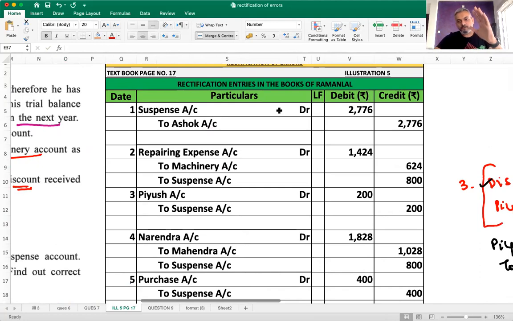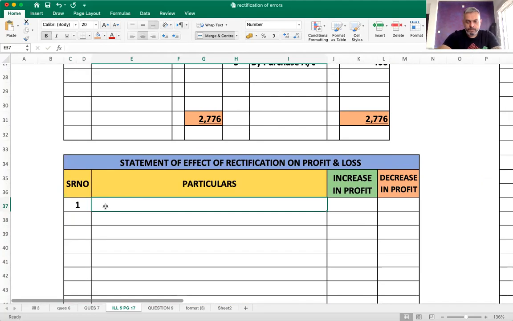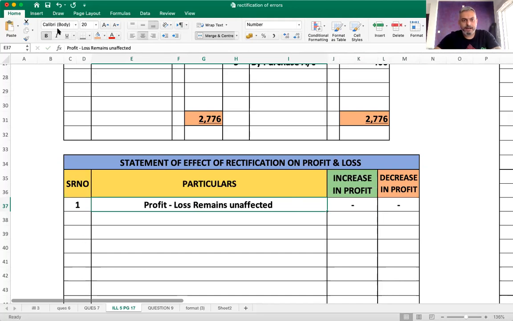Suspense account, so suspense account goes to balance sheet, तो उससे हमें कोई फर्क नहीं पड़ता प्रॉफिट या लॉस पे. और अशोक अकाउंट इज ऑल्सो अ पर्सनल अकाउंट, तो ये अमाउंट और ये अकाउंट की वजह से प्रॉफिट लॉस को कोई फर्क पड़ेगा नहीं. सो वी राइट ओवर योर प्रॉफिट dash loss remains unaffected. So nothing will come over here, nothing will come over here.